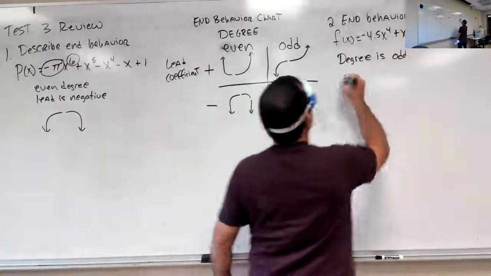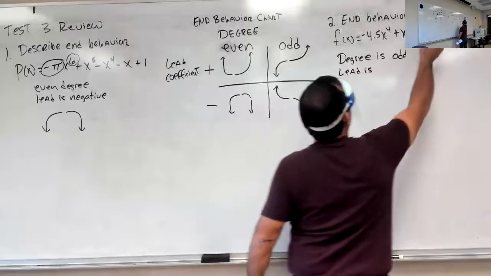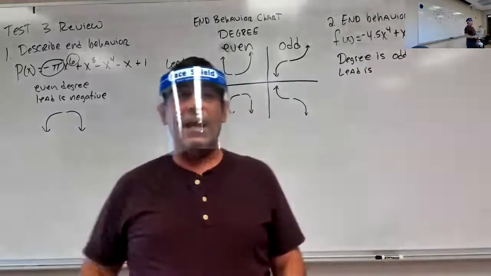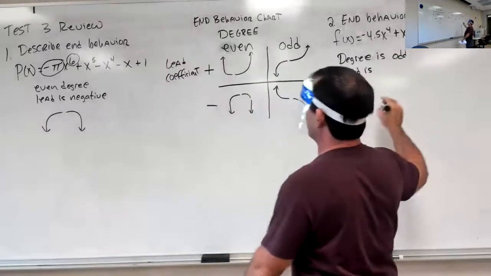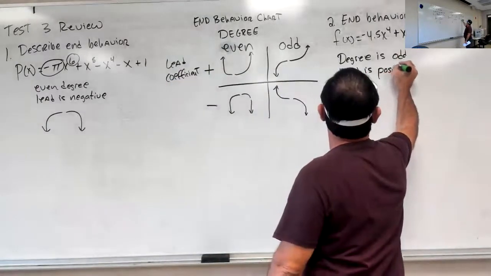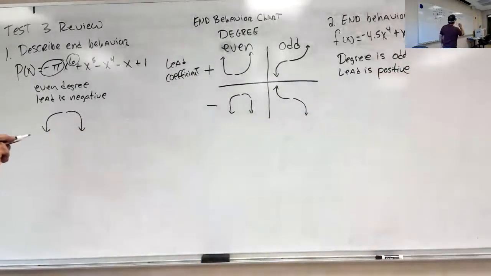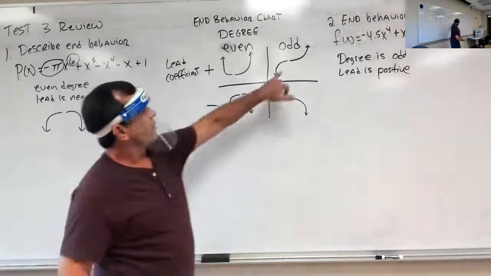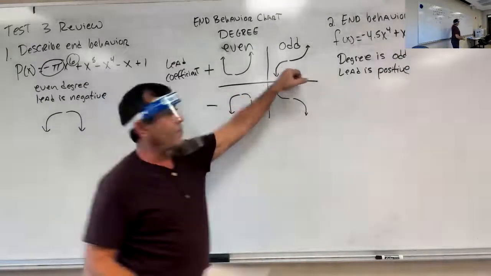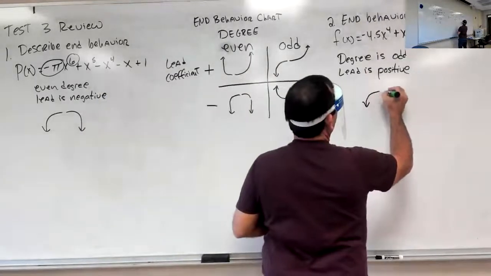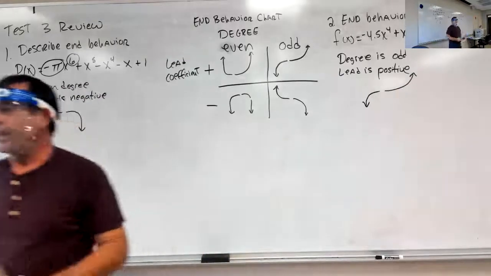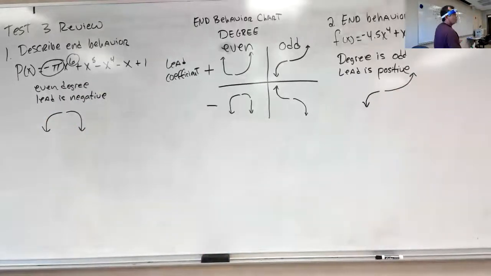The lead coefficient, well, that's going to be the 0.1, and that's positive. So the lead coefficient is positive. So when you've got an odd degree and the lead coefficient is positive, it's going to be uphill left to right. And so that's the main thing you wanted to do on those first 2, just have that little chart handy. And remember, if it's out of order, you have to pick the term with the highest exponent on it.